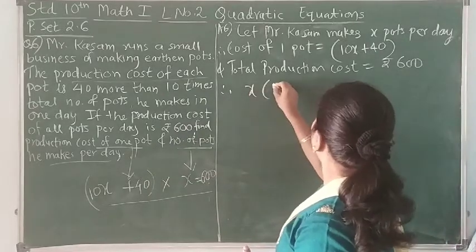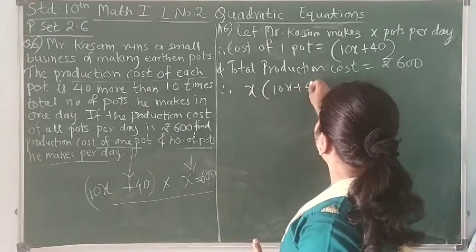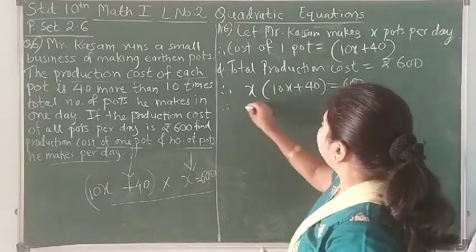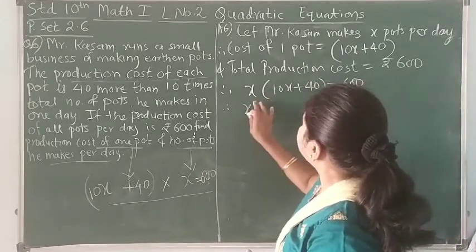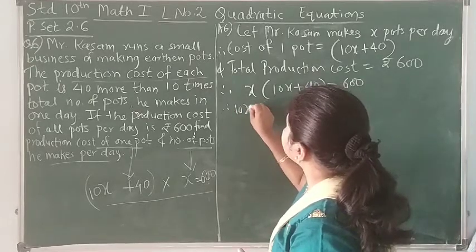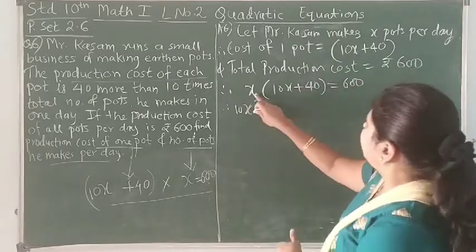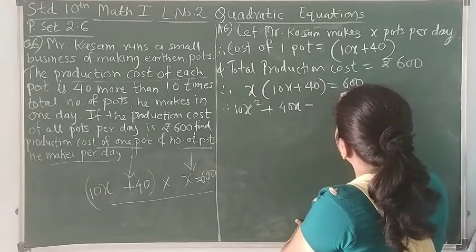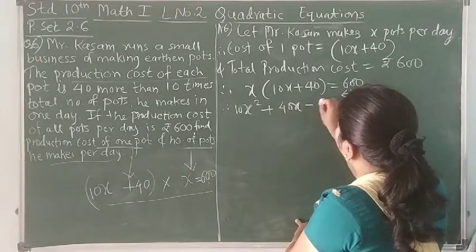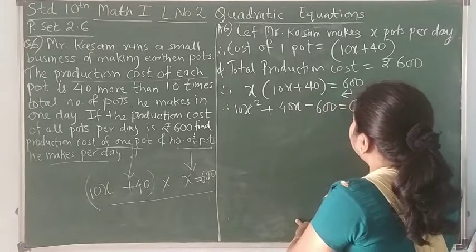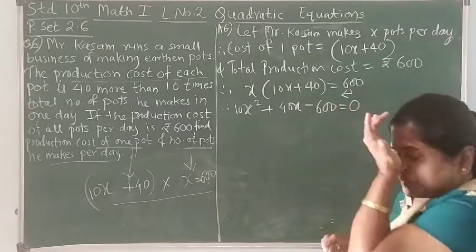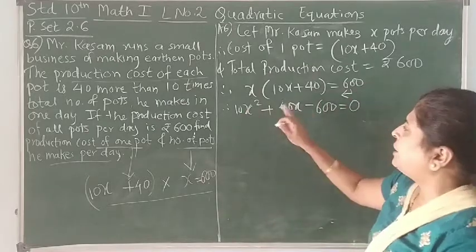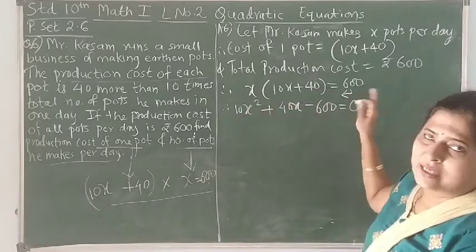So x into 10x plus 40 is equal to 600. Multiply this bracket to get it. 10x into x is going to be 10x square plus x into 40 is going to be 40x. Now take this 600 here, it will become minus 600 is equal to 0. Now the quadratic equation we have got is in standard form also, with the right side 0.